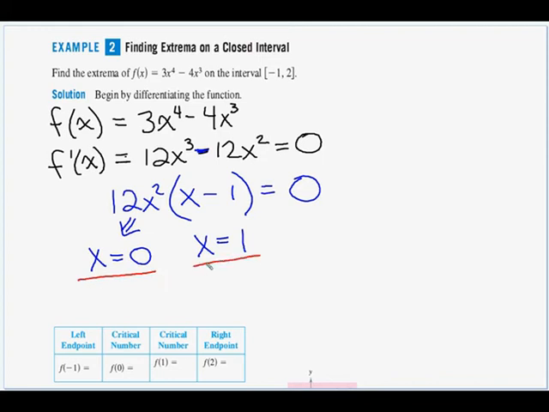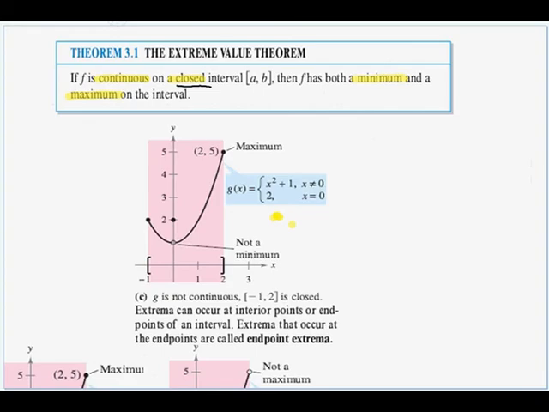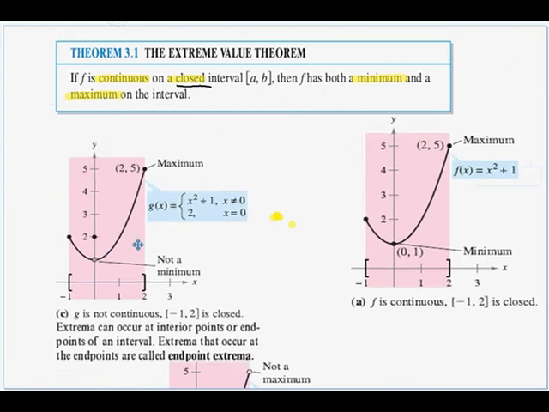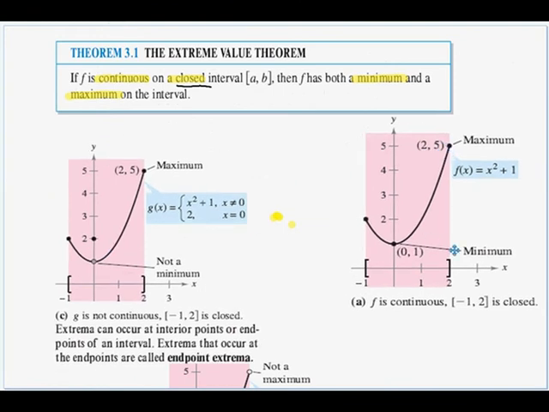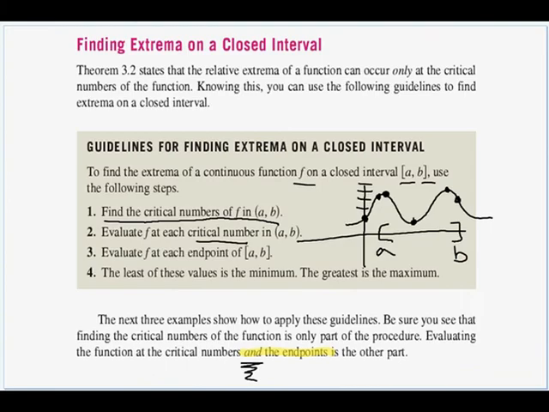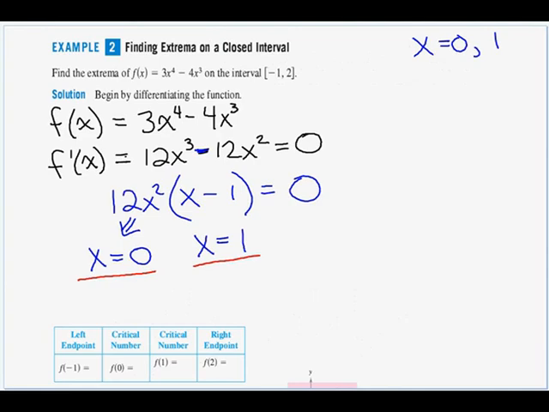X is 0 and x is 1. I'm going to write those over to the side here. X equals 0 and x equals 1 are the critical numbers. Those are occurring inside the interval, but we might find a max and a min at the endpoints themselves. If I jump back to here. In this first example, this first graph, we did have a max value at one of the endpoints. So we want to make sure we don't miss checking those endpoints.